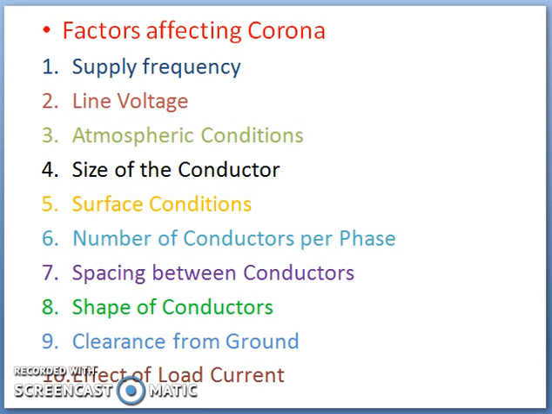The last one is the effect of the load current. As the load current increases, the temperature of the conductor also increases, and this will not allow snow, dew or dirt to deposit on the surface of the conductor. Therefore, this will reduce the corona loss. Due to all these factors, for long transmission lines, the corona loss per kilometer of line at various points is obtained, and the net corona loss is obtained by taking average of all the values.